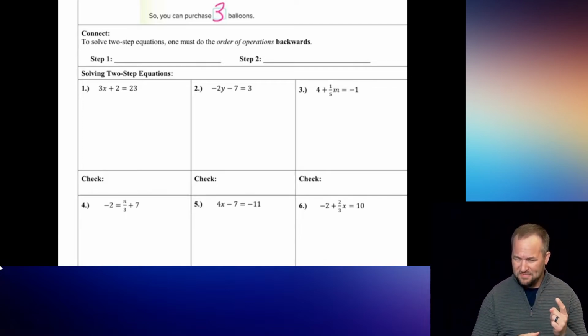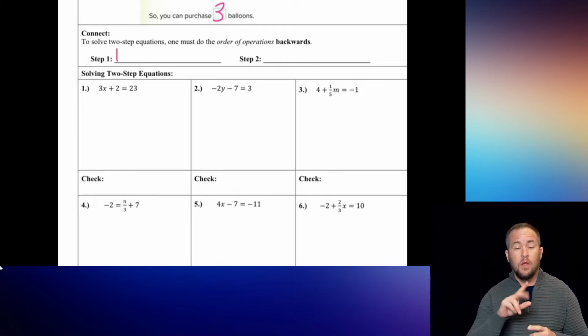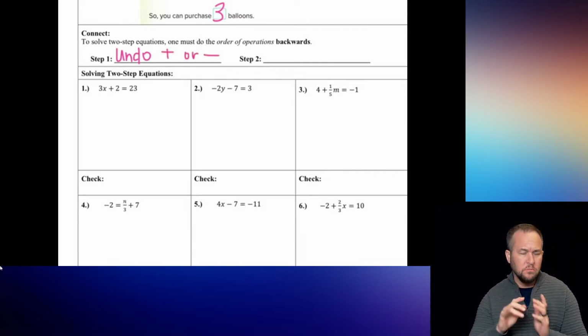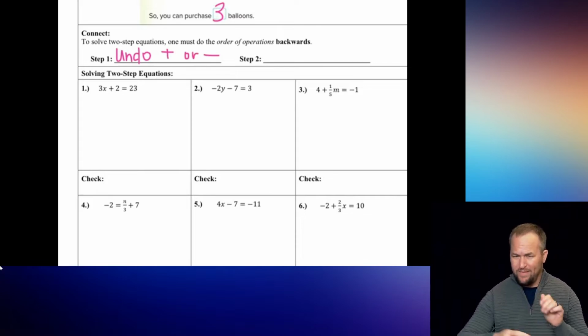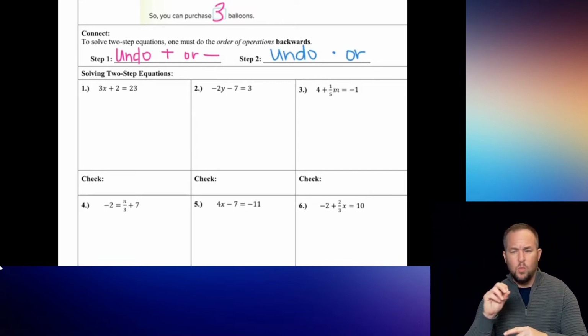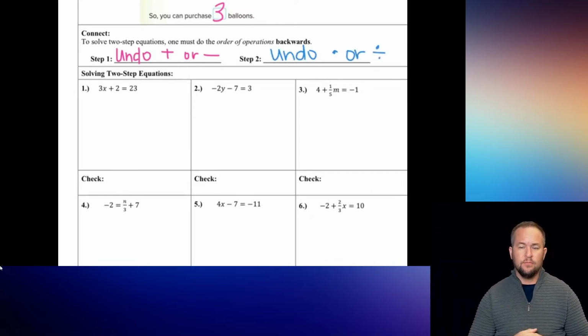So what we are going to do first is to undo the addition or subtraction. I'm just going to abbreviate addition or subtraction. So you're always going to add or subtract first, depending on what you have in your problem. Then once you're done with the addition or the subtraction, we're going to move on to step number 2, which is to undo the multiplication or division. So order of operations backwards: we're going to start with add, subtract, then multiply, divide, and then exponents, and then parentheses. But a lot of that we're not going to see right away.